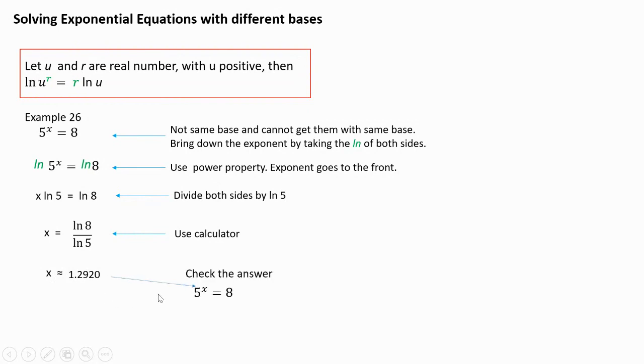So let's check. To check it, I'm going to plug in 1.2920 for the x. You see, guys, it gives me something very, very close to 8. Because here, they rounded off to 4 places, so it's going to be a little bit short. But this is real close to 8, so I know that's my solution.